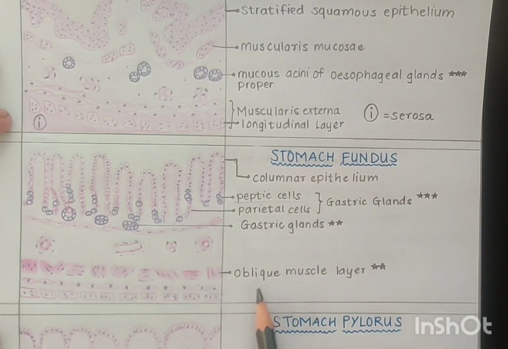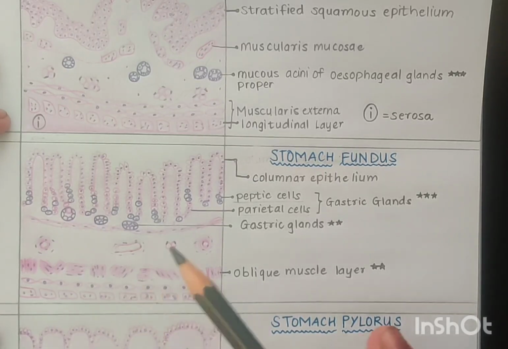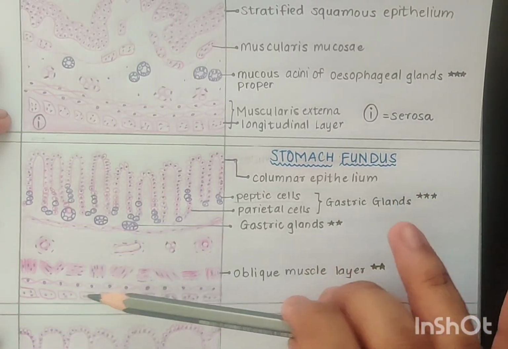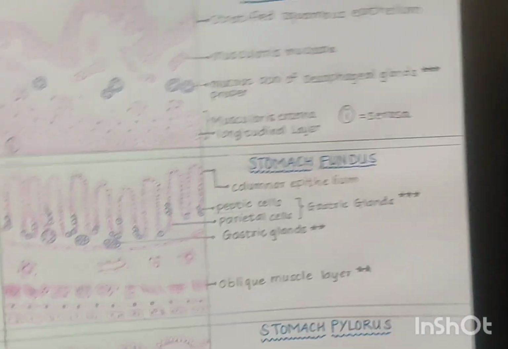The next feature that we can use to differentiate the stomach from any other structure will be the oblique muscle layer. The oblique muscle layer will be inner to the circular layer in this case, and it is a very important distinguishing feature.